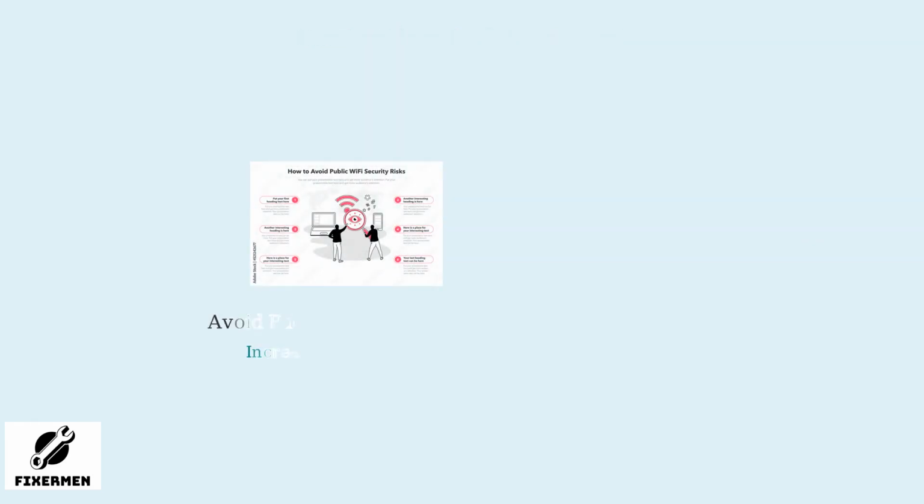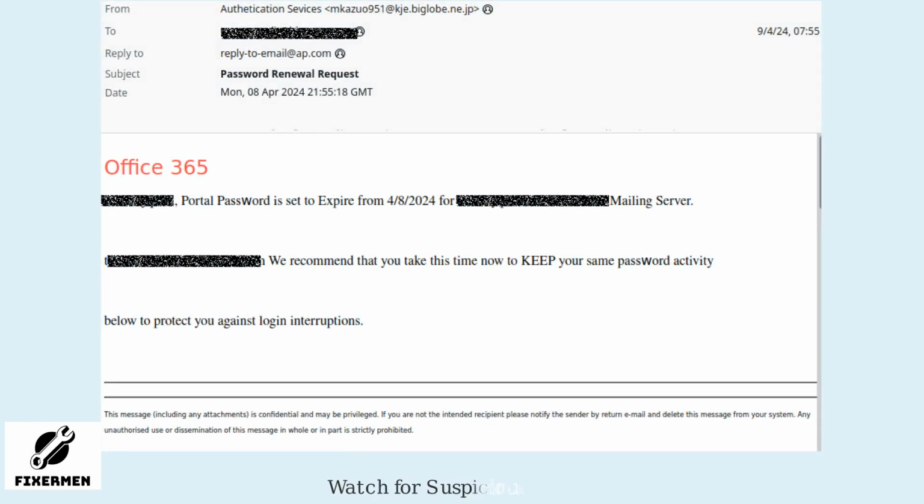Avoid using public Wi-Fi when resetting your password, as this increases your risk of phishing attacks. Hackers on public networks can intercept your data, including reset codes and personal information. Be wary of suspicious emails or calls requesting your password reset code. Scammers often pose as AT&T support to steal your information through phishing attempts.